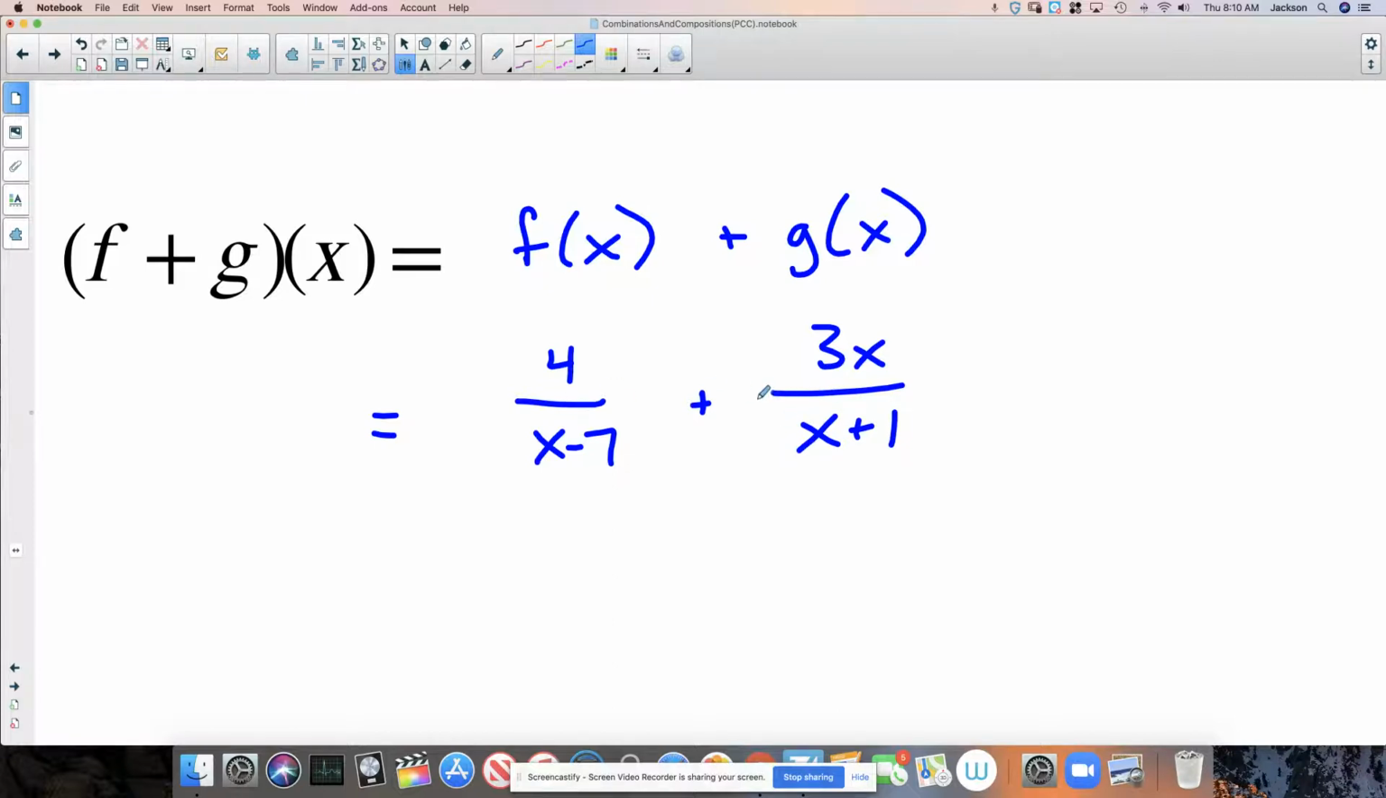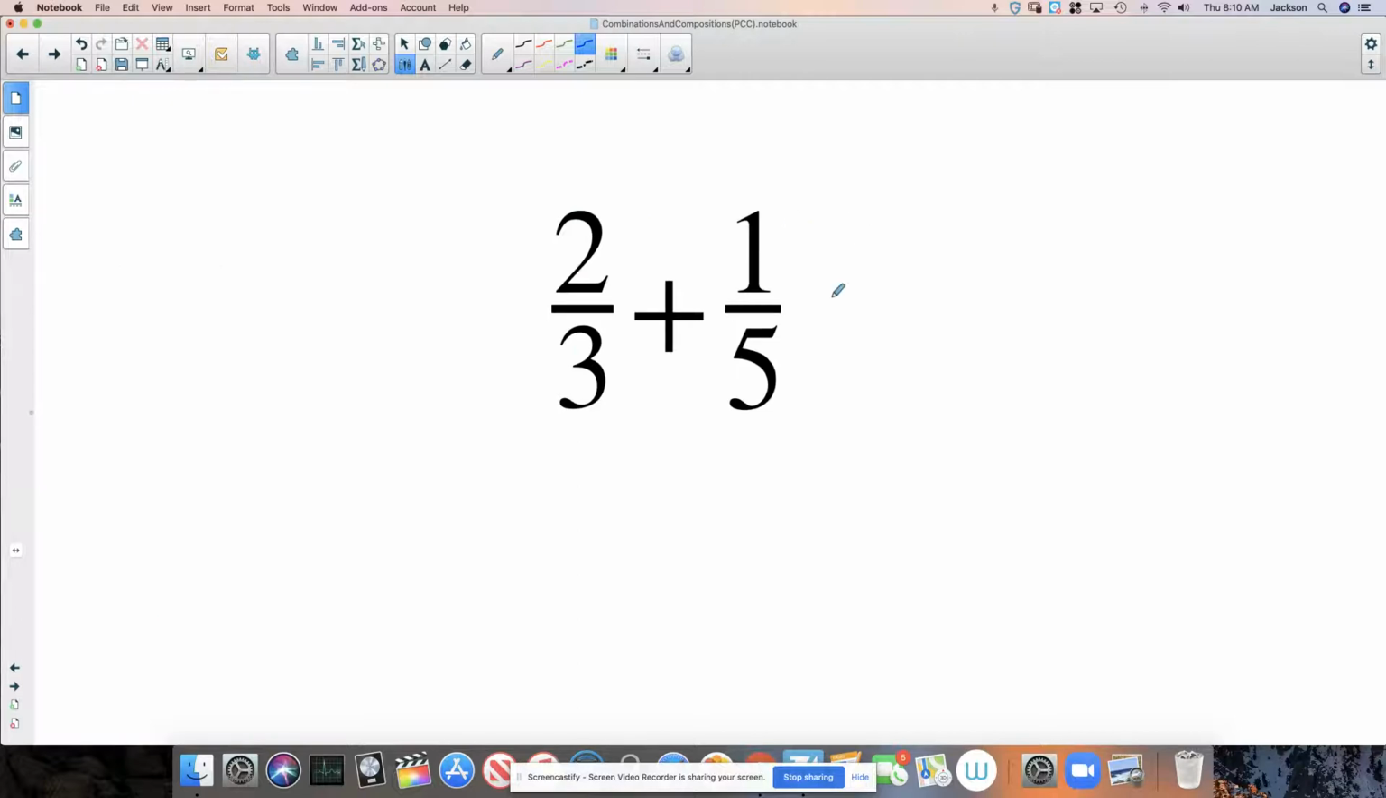I want to add these together, and I want to simplify this. Writing it like this is okay, but we really want this to end up being one function that is one fraction. So we're going to practice some fraction skills here, if I may. I'm going to bring us back to, like, third or fourth grade.